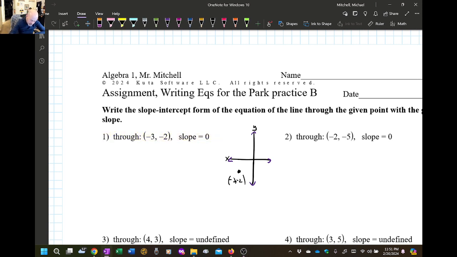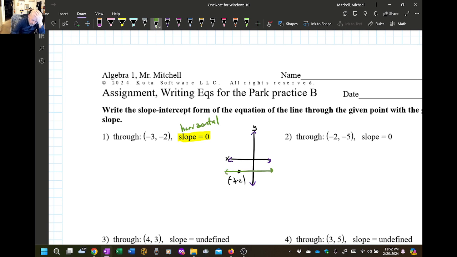And first thing I want you to notice, we have a slope of 0. Don't forget that is telling us it is a horizontal line. My computer's lagging a little bit here today. So I got the point -3, 2 on here. Slope of 0 is horizontal. That means it's going to look like that.